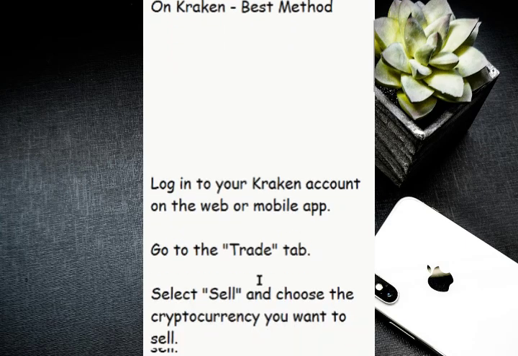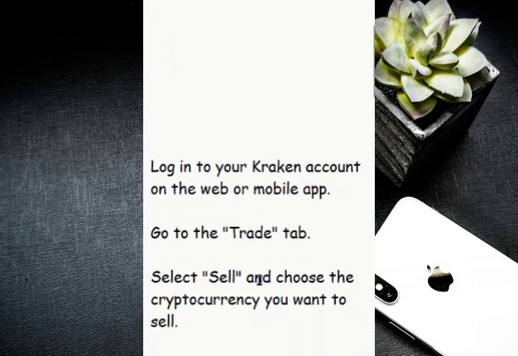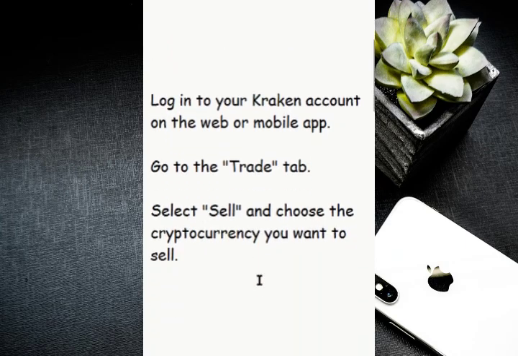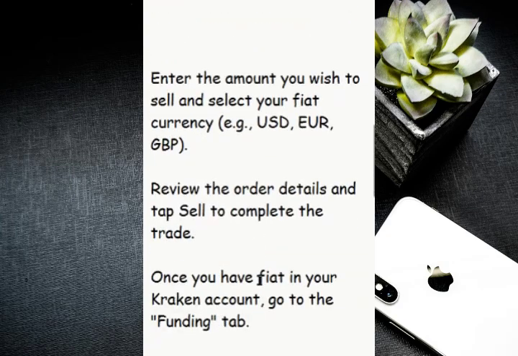So the first thing to do is to open or log in to your Kraken account on the web or the mobile app. Then go to the trade tab and select sell, and choose the cryptocurrency you want to sell. Then enter the amount you wish to sell and select your fiat currency, which could be your USD, your Euro, or your GBP. Then review the other details and tap sell to complete the trade.